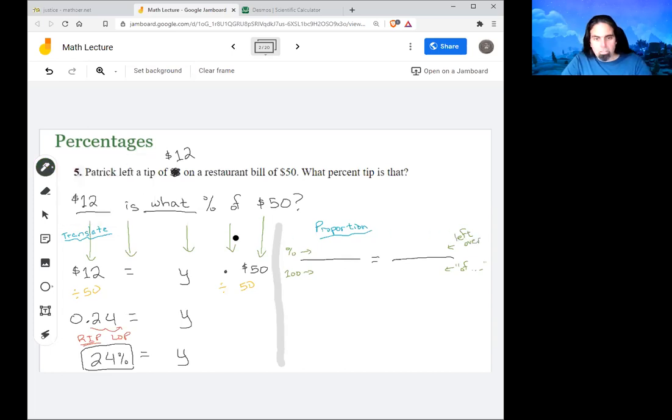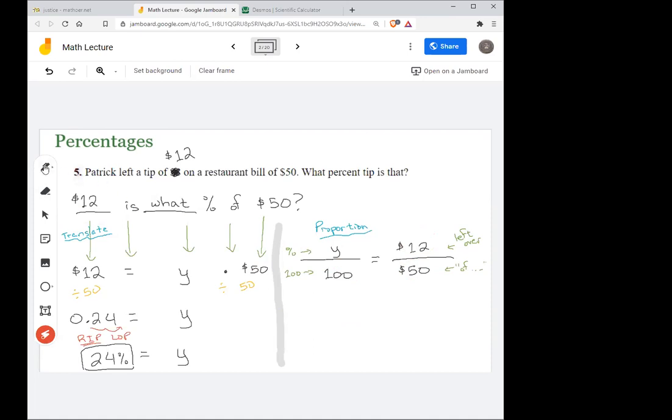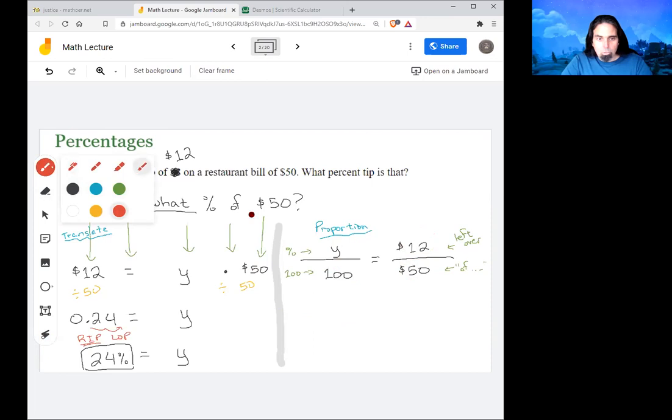So in this case, the percent I don't know. This is always just a 100. The thing after of is the 50. And the part, the one I haven't used yet, is 12. So 12 out of 50 is the same as y out of 100. Everybody okay with my setup? Yeah. And remember that I have paid for my percent with over 100 already. So when I get to the end, I don't need to do riplop.